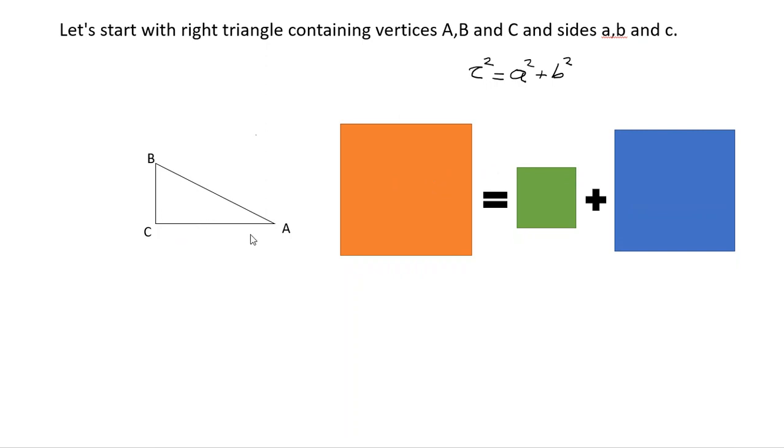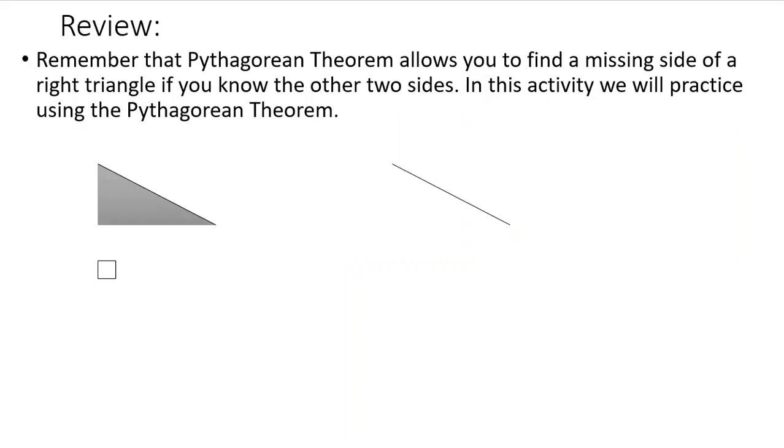Now that we have a better understanding of what c squared is, let's move on to developing our distance formula. But before we do that, let's review that the Pythagorean theorem allows you to find the missing side of a right triangle if you know the other two sides. In this activity, we'll practice using the Pythagorean theorem.